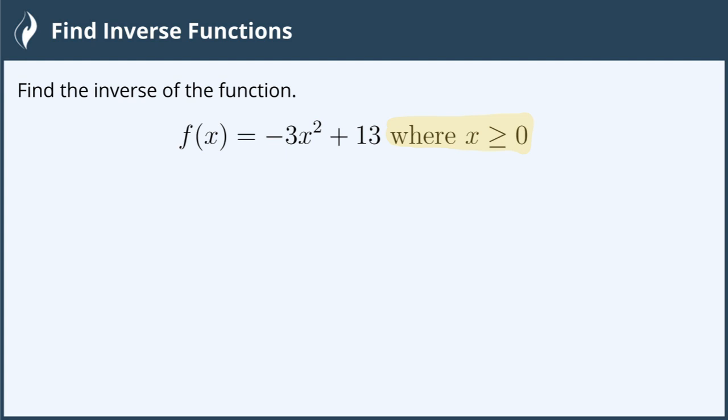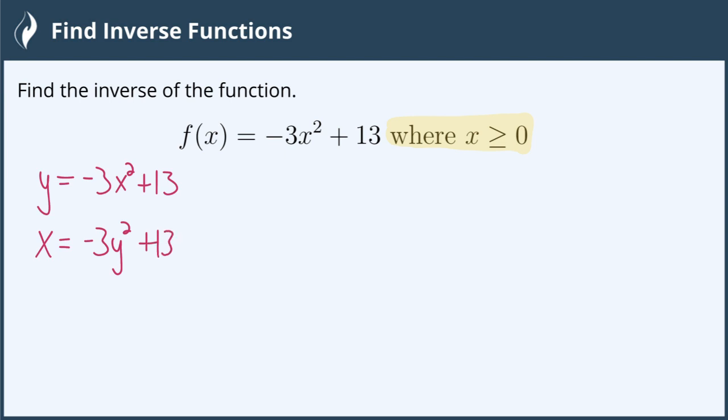So you're allowed to trust that that helps you and that you're allowed to find the inverse for this particular problem. So what we're going to do is start by rewriting it, where instead of f of x, we have y. So y equals negative 3x squared plus 13. Then we're going to swap the x and the y. So everywhere there's a y, we're going to write an x. And everywhere there's an x, we're going to write a y.